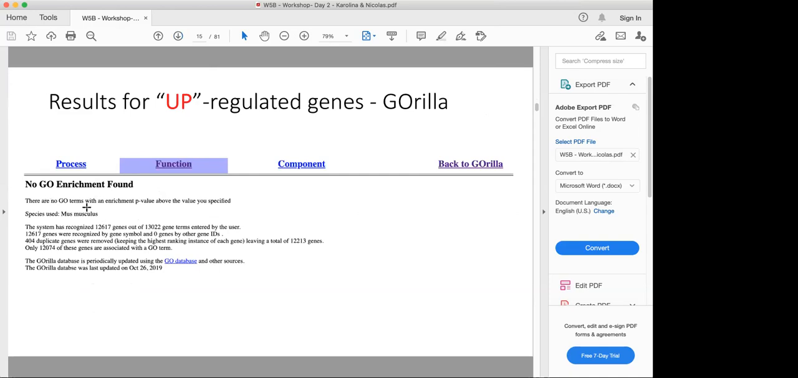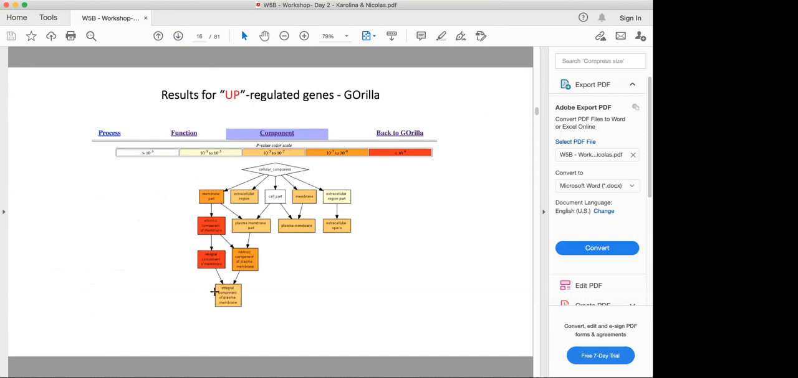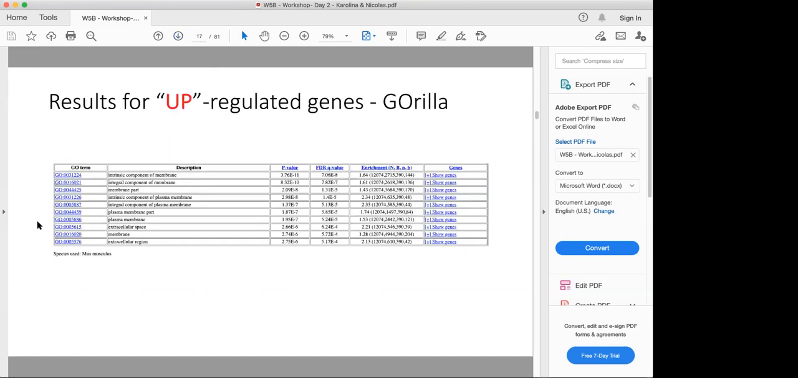And for function, we didn't receive any results. For the component, we received this visualization: intrinsic component of the membrane, integral component of the membrane. Okay, so this is GOrilla, and also the table for the upregulated GO terms and so on, where you can check which specific genes are involved.